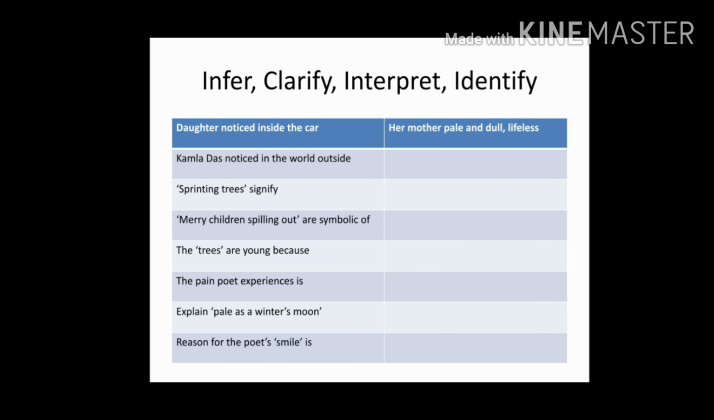Merry children spilling out are symbols of, you will have to complete the sentence. The trees are young because, you will have to bring out the contrast and explain. The pain the poet experiences is, so what is the pain the poet is experiencing? Please explain. Pale as a winter's moon. And last, reason for the poet's smile is completed. What is the reason behind the poet's smile?